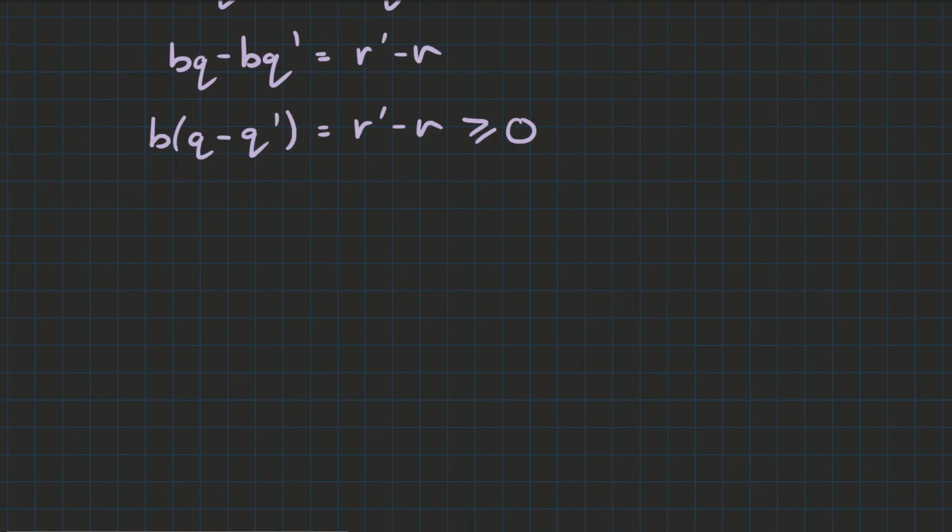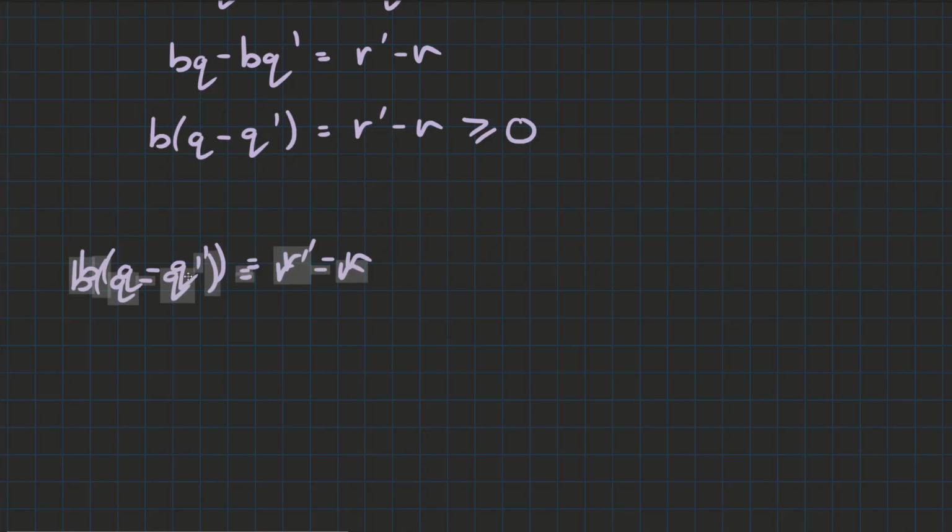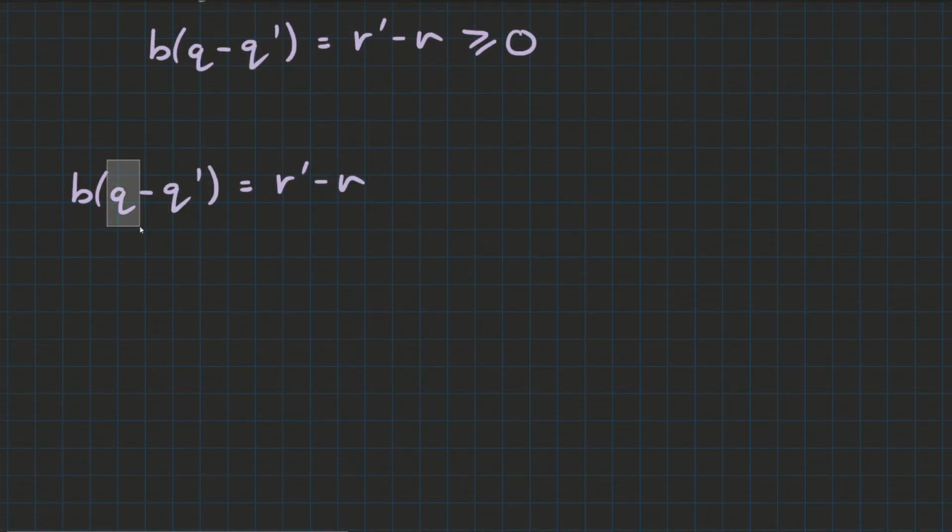Okay. Well, we're going to look at this statement right here. We're going to look at it closely. Q minus Q prime. Q is an integer. Q prime is an integer. Q minus Q prime, integer. R prime, integer. R, an integer. R prime minus R, integer. So this tells us, right, that B times k equals R prime minus R. Or that R prime minus R is equal to BK. This tells us that B divides R prime minus R. Right? B divides R prime minus R.